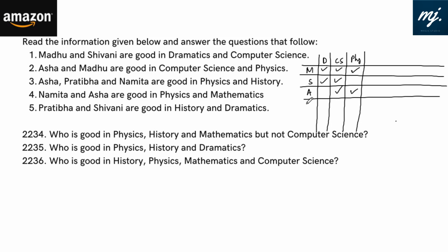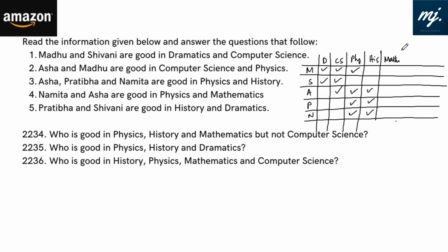Asha, Pratibha, and a new candidate, Namita, are good in physics and history. So we have one more, history. In history, Asha, Pratibha, Namita. And physics also, Asha, Pratibha, Namita. We put a tick. Namita, Asha in physics and maths.